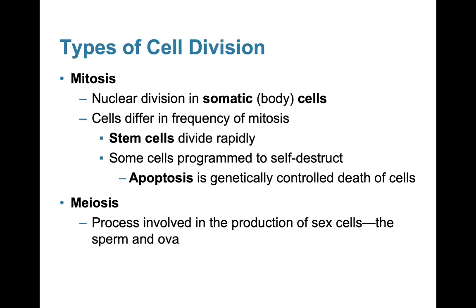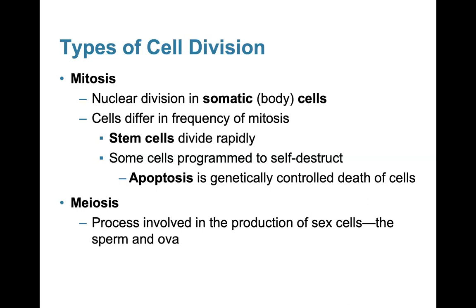Finally, cell division. One of the important things about a multicellular organism is that new cells have to form. This occurs through a process called mitosis. Mitosis is nuclear division of your body cells. These derive from stem cells, and it essentially makes 2 daughter cells. Apoptosis is the genetically controlled death of cells, so sometimes cells need to die for the good of the organism.